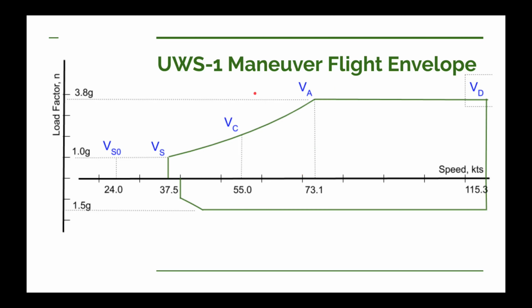Now this is a slide that I borrowed from the flight envelope video, and here's that V sub A. This is our maneuvering speed, and that speed is 73.1 knots. So we need to remember this value because we're going to be using it. All of our calculations will be at this speed.